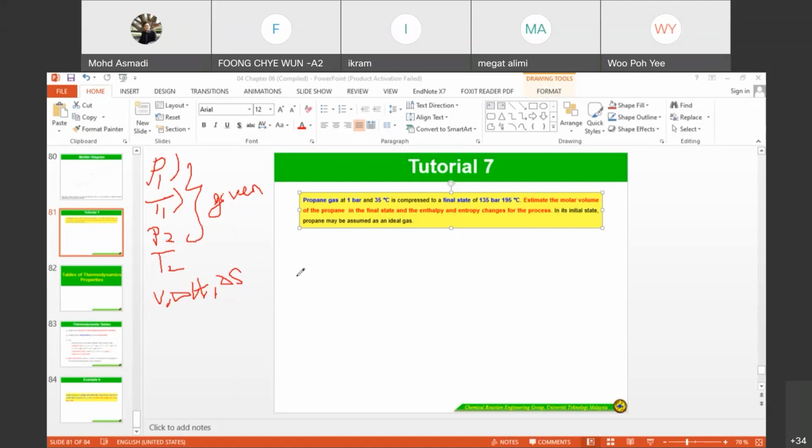So meaning that your hypothetical path is like this, because it is starting from the ideal gas, and this is your final state. Now your hypothetical path, delta H, delta S. So you have HR here, H ideal gas. You have to remember this one.